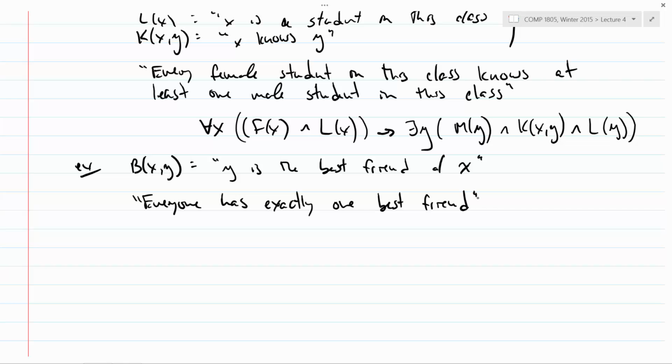Everyone has exactly one best friend. The thing that's hopefully confusing to you, because it's new, is this idea of exactly. Right? That's the thing that's maybe throwing you off. What does exactly mean?